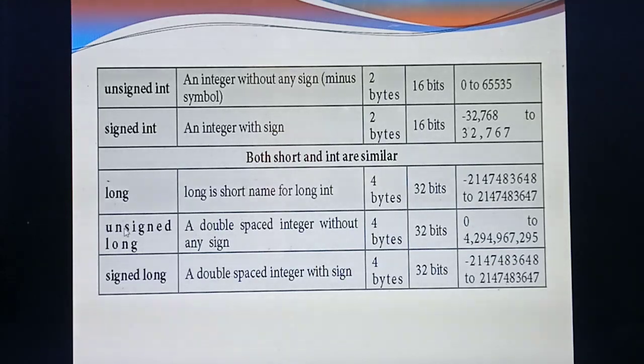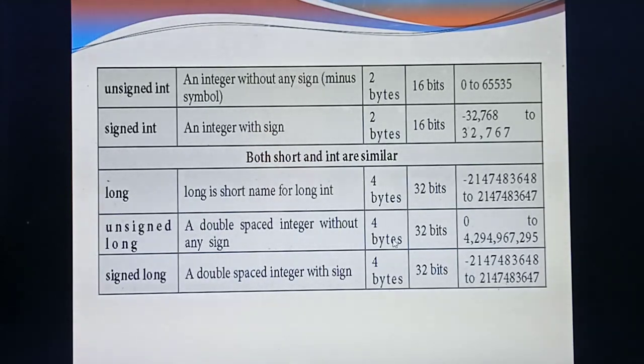Next one is long. Long is a short name for long int. What do you mean by long? It is a short name for long int. So unsigned long means a double spaced integer without any sign. That means a lot of integers will be there, but without any sign, no positive sign or negative sign. That is unsigned long. But signed long means a double space integer with a sign. This long, unsigned long and signed long all have the memory capacity of 4 bytes.